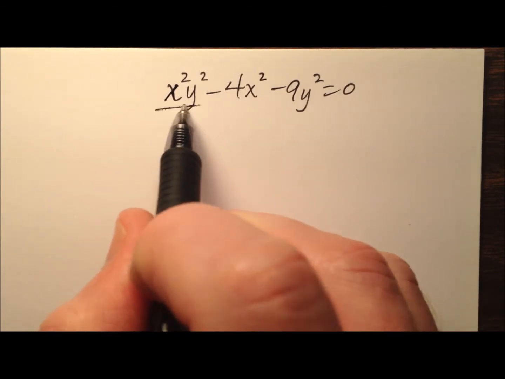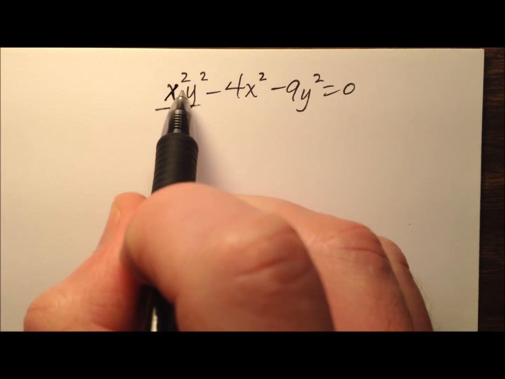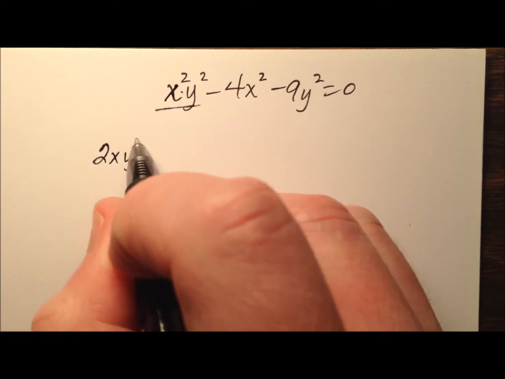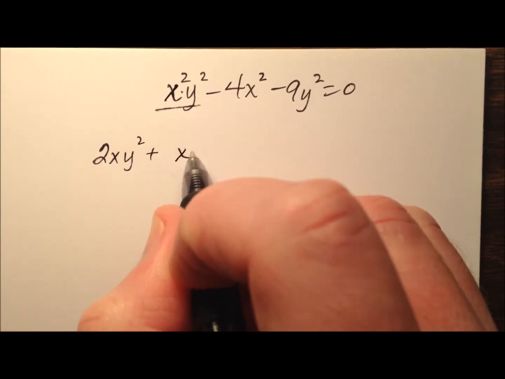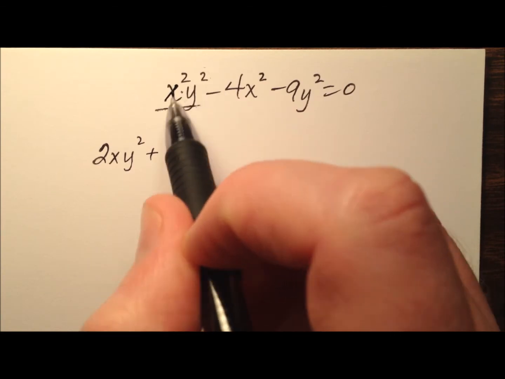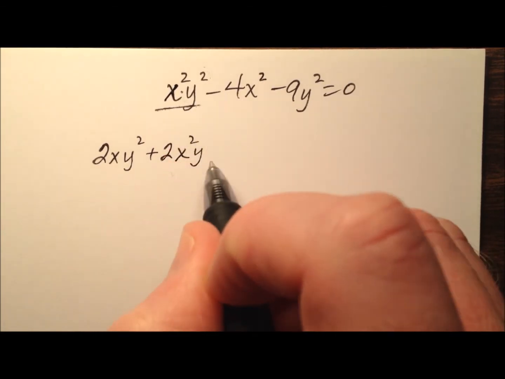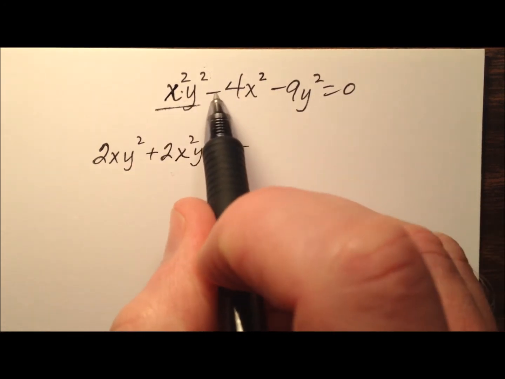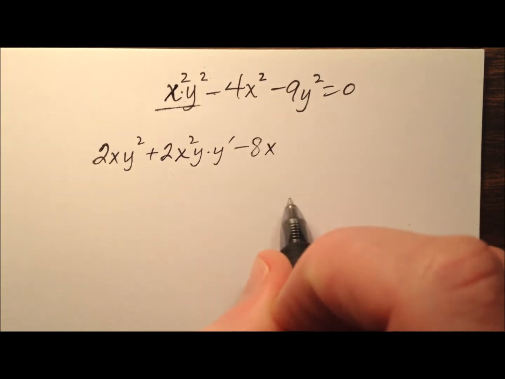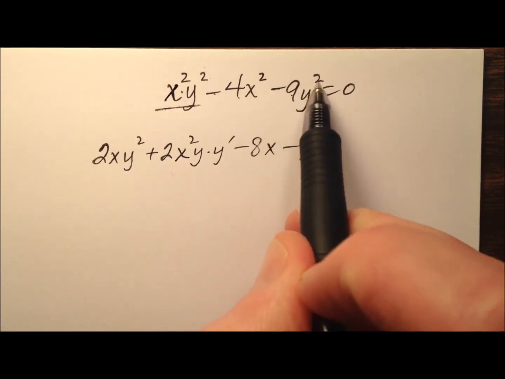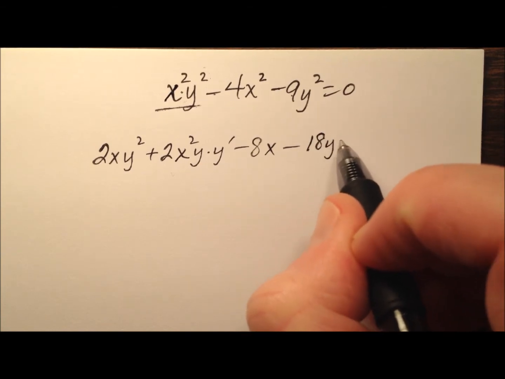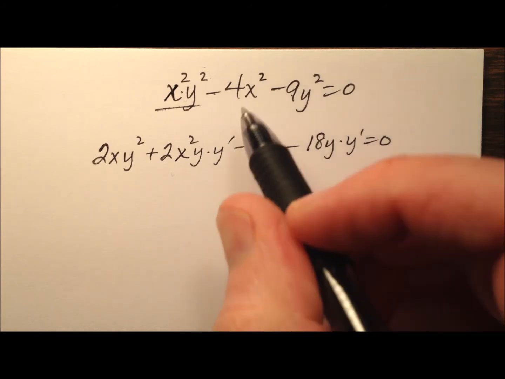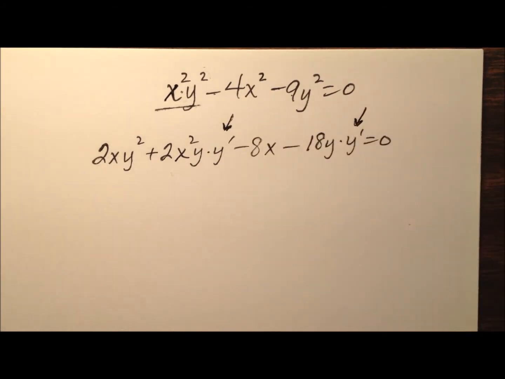So this first term here, when I differentiate this equation term by term, looks like the product rule. So I'm going to say the derivative of the first, so 2x, times the second, plus the first times the derivative of the second, so this is going to be 2y, but since I differentiated a y term, I need to include a y prime. So I'm done with that. The derivative of negative 4x squared will be negative 8x, and the derivative of negative 9y squared will be negative 18y, but once again, I need to include a y prime with that because I differentiated a y term.